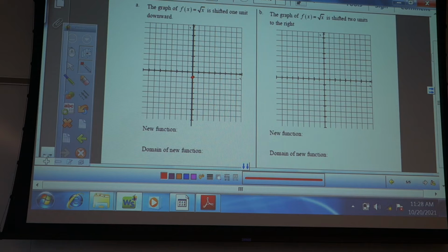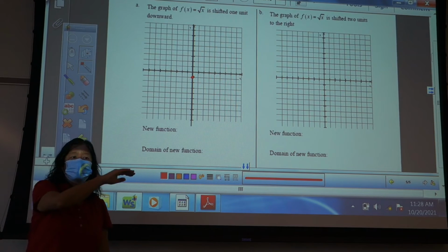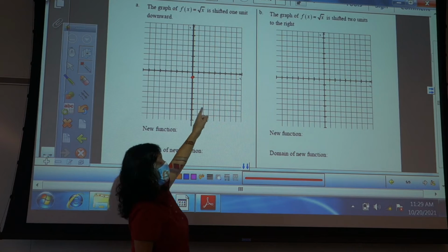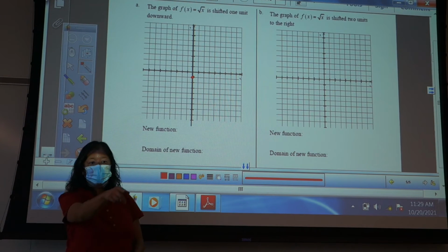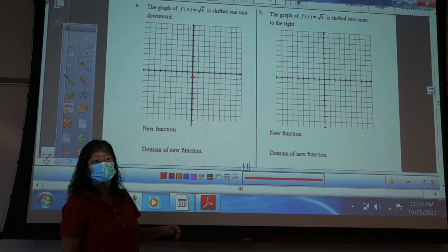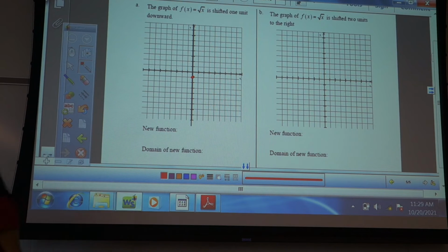Now, is this a cube root or a square root? Square root. So that's going to be the one that's just the swoosh, right? So I'm going to go right one, up one from the origin. Graph it. So starting from my new origin, or my new center, I'm going to go right one, up one.